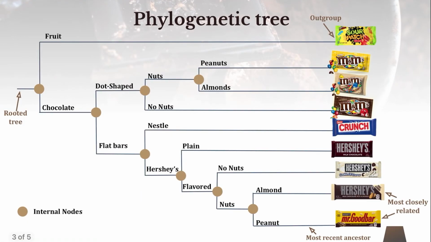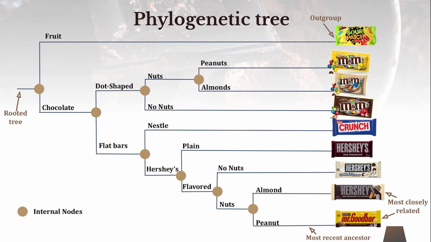Now let's look at the phylogenetic tree for candy. The candies I just went over will be at the end of each branch of our tree, and they represent the OTUs. We can tell that the tree is rooted because all candies or OTUs originated or derived from one common ancestor. The tan circles are known as the internal nodes, and these represent the most recent common ancestors that existed before a divergence occurred.